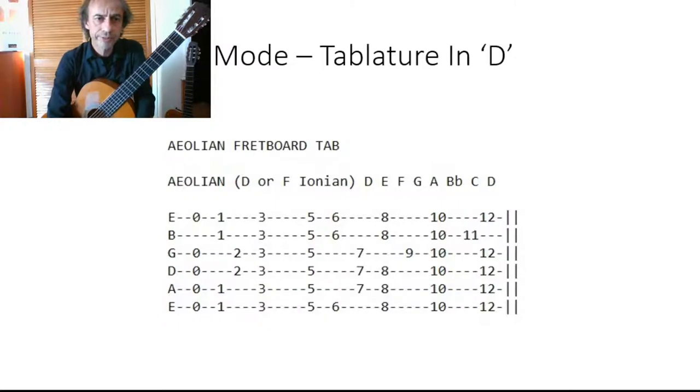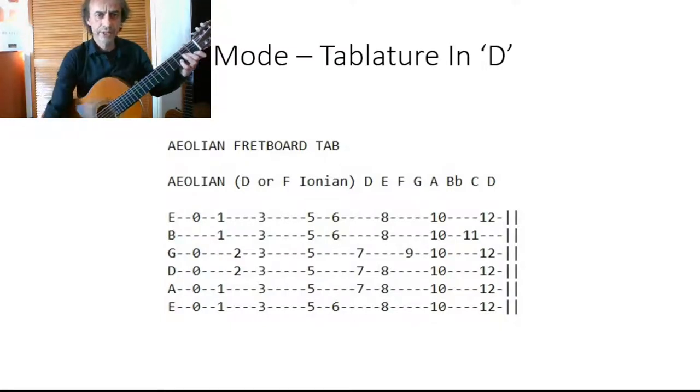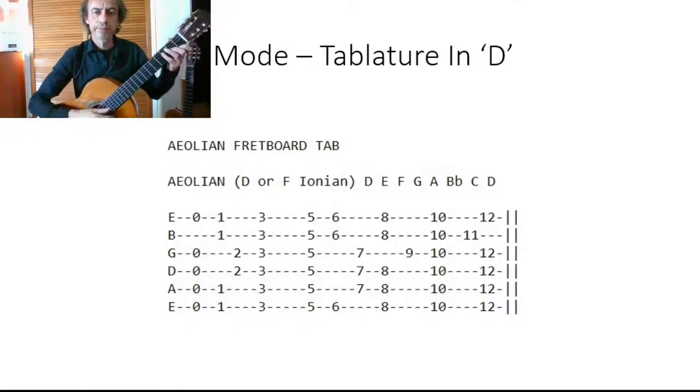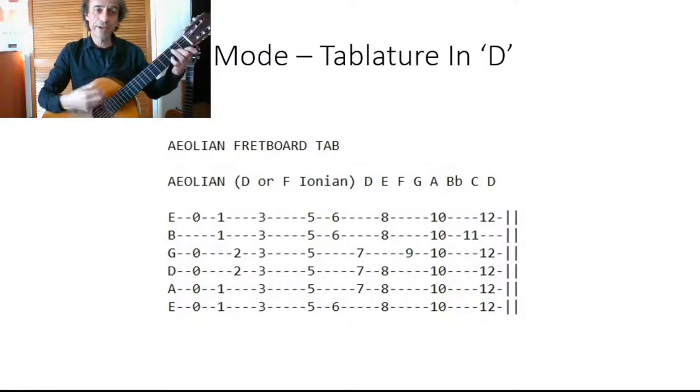Now onto the tablature. So this is D Aeolian, and this will show you where the notes are on the fretboard. So starting from the top line, the E, the open E string, we've got 0, 1, 3, 5, 6, 8, 10, 12. 0, 1, 3, 5, 6, 8, 10, 12. So a good way of practicing this is just to play a D minor chord and then see if you can just improvise using those notes.